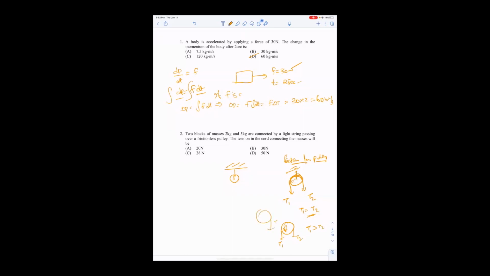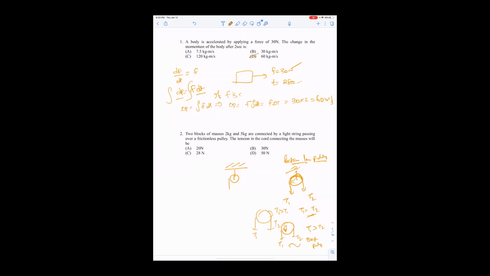If the pulley is rotating this way, then T2 is greater than T1. This happens for a rough pulley. Is that clear? So this is a little idea. Again, for a frictionless pulley, consider the tension in the cord connecting the masses.